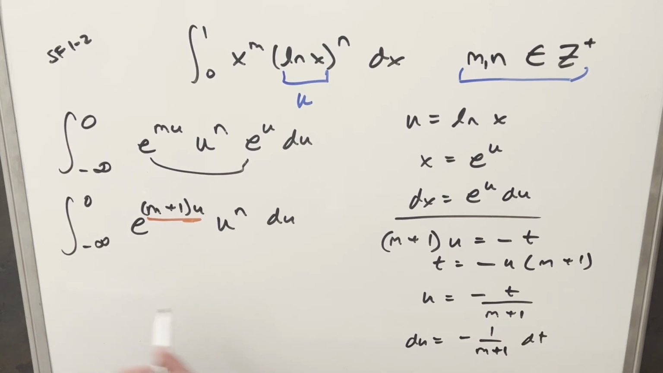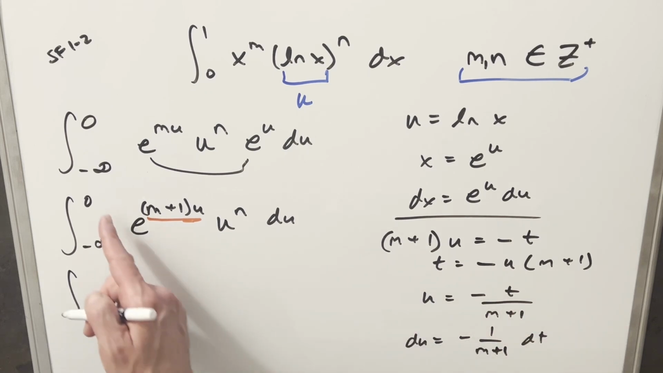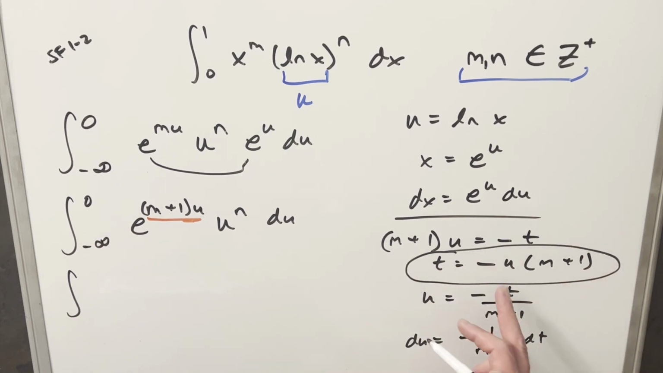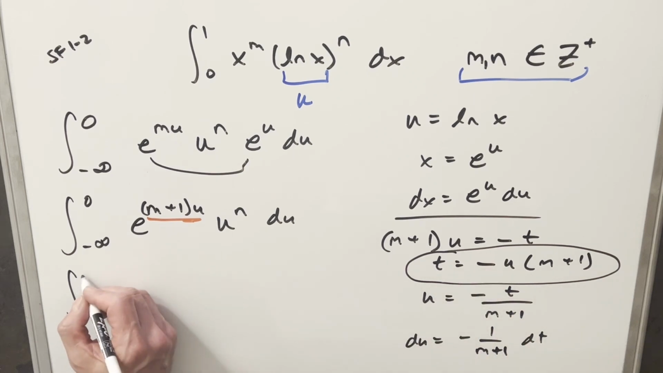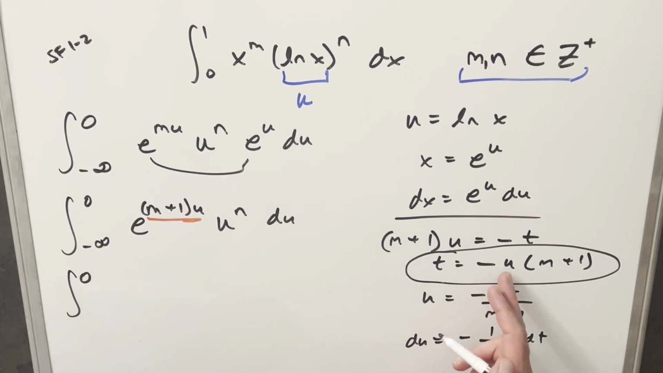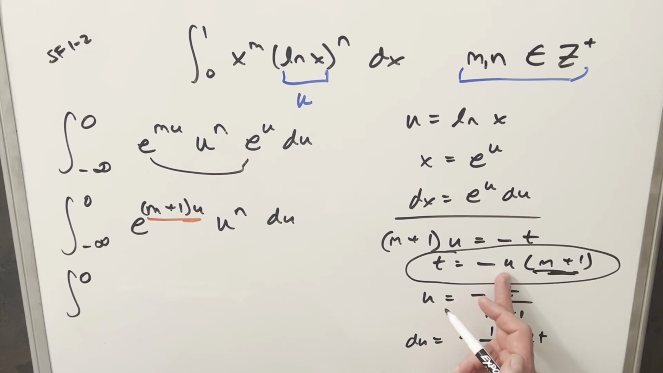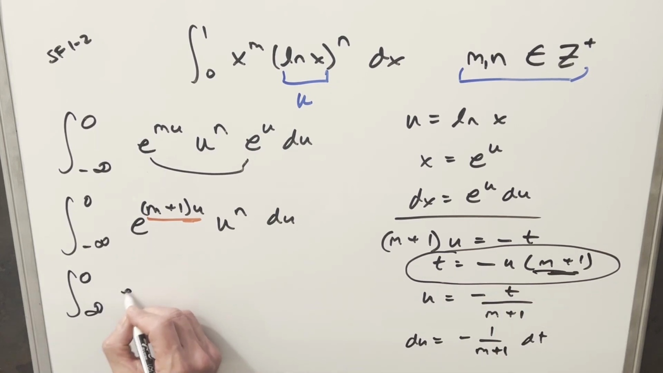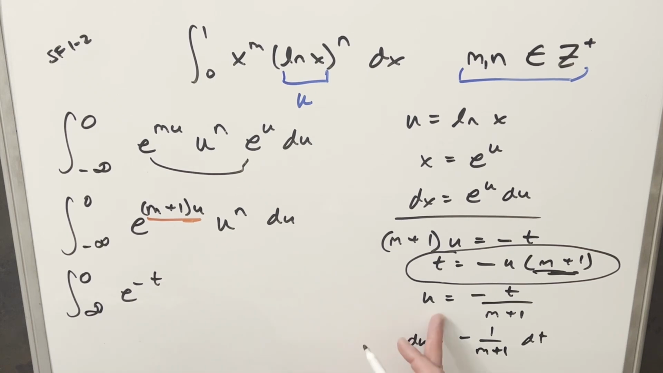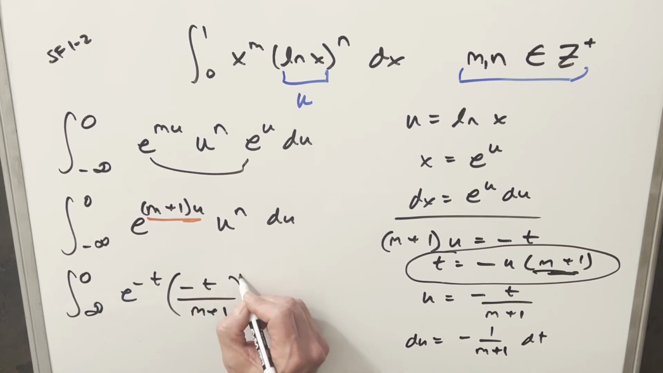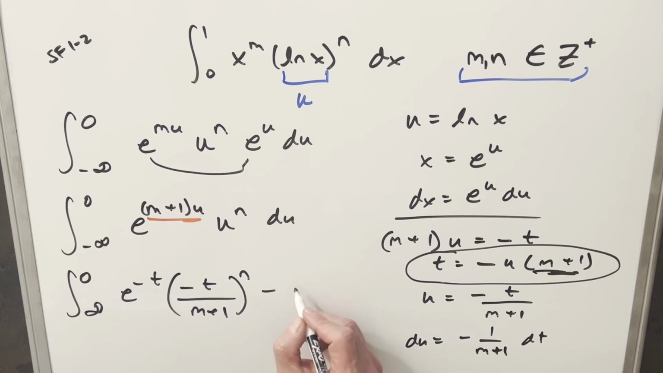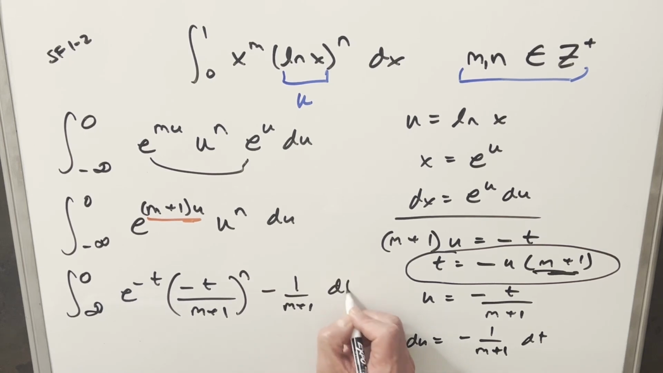Now we'll substitute again. It's getting kind of confusing, but we'll take the 0 and plug it in. Plugging 0 in for u, my t becomes 0, so this is still 0. Now if we take minus infinity, minus times minus gives plus. This goes to positive infinity as long as m is greater than minus 1, but we have the condition that m is a positive integer, so we don't have to worry about this. Then this becomes e to the minus t, and our u value is minus t over m plus 1, to the n. Then du is minus 1 over m plus 1 times dt.